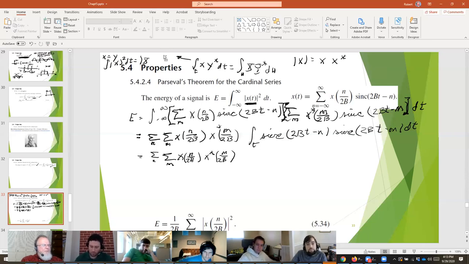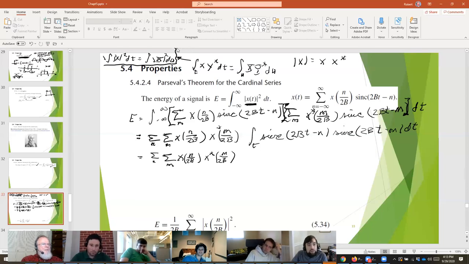I'm trying to put 5 pounds in a 2 pound bag here. If x is equal to y, we have the integral over |x(t)| squared dt equal to the integral over the magnitude of X squared du. Do you remember this theorem? This was Parseval's theorem, if x was equal to y.